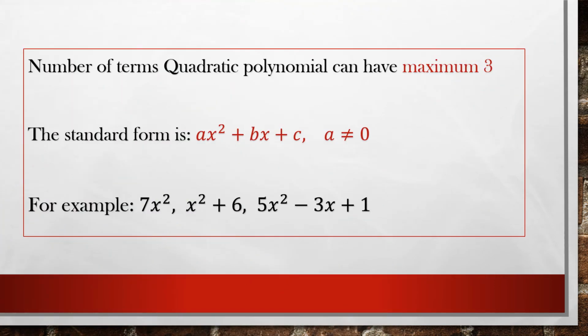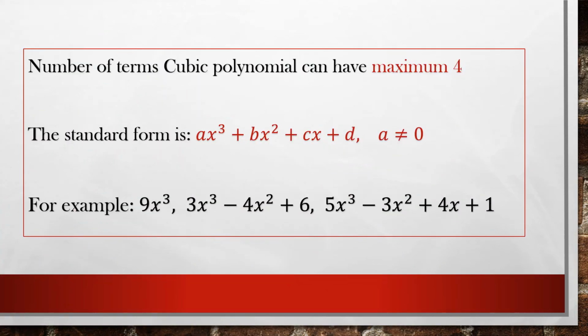Now the number of terms a quadratic polynomial can have is maximum 3, and its standard form is ax square plus bx plus c, and a should not be equal to 0. So number of terms maximum 3. Let's consider some examples like 7x square, it has only one term. X square plus 6, it has two terms. 5x square minus 3x plus 1, it has 3 terms. All these examples are of quadratic polynomial, and see maximum terms a quadratic polynomial can have is 3. It can have 1, it can have 2, it can have 3.